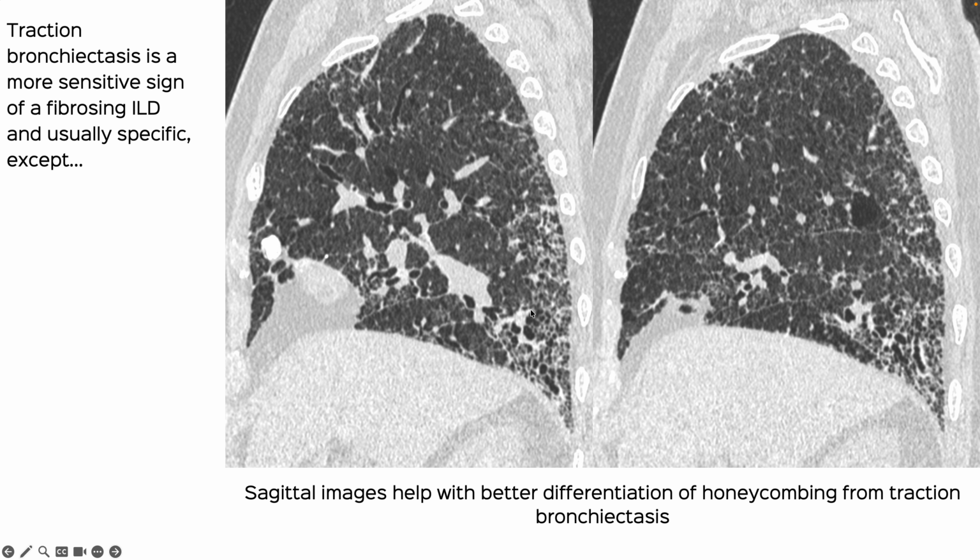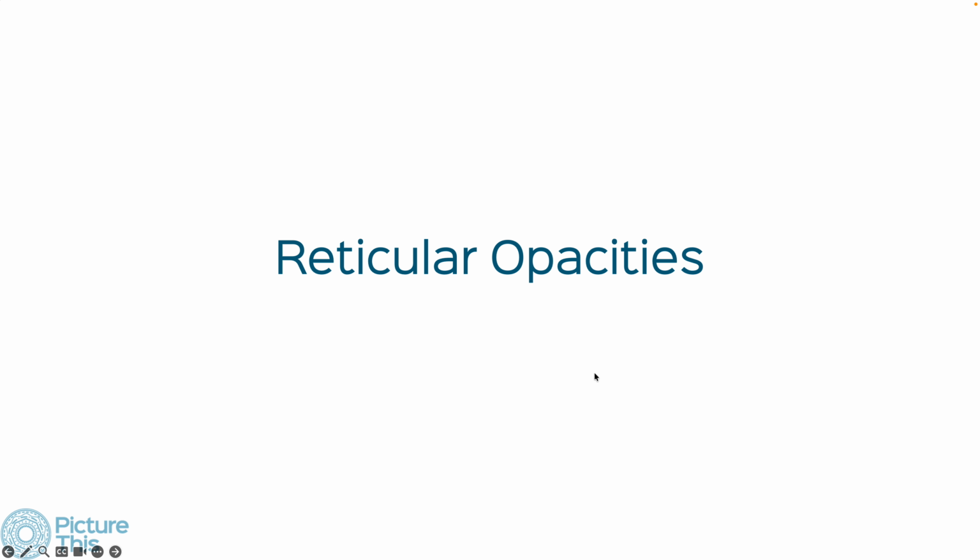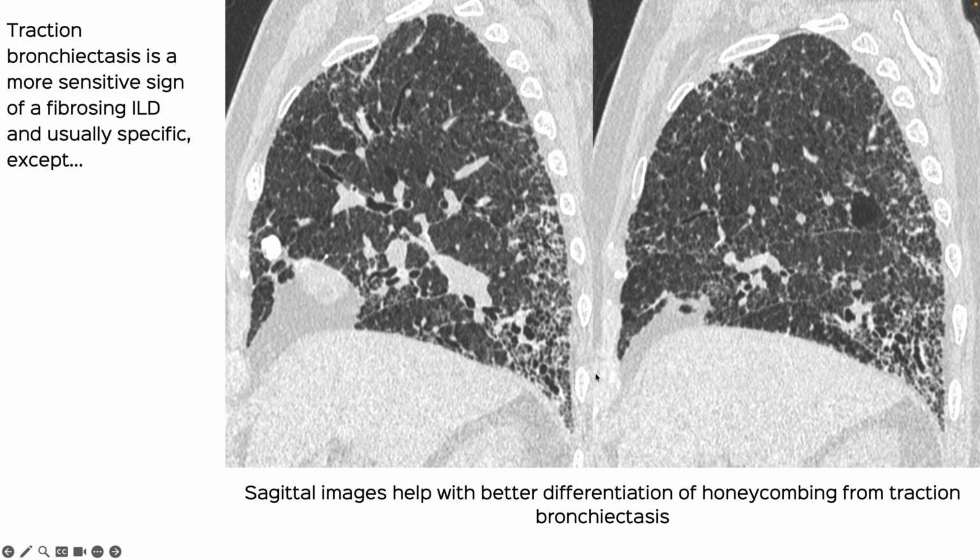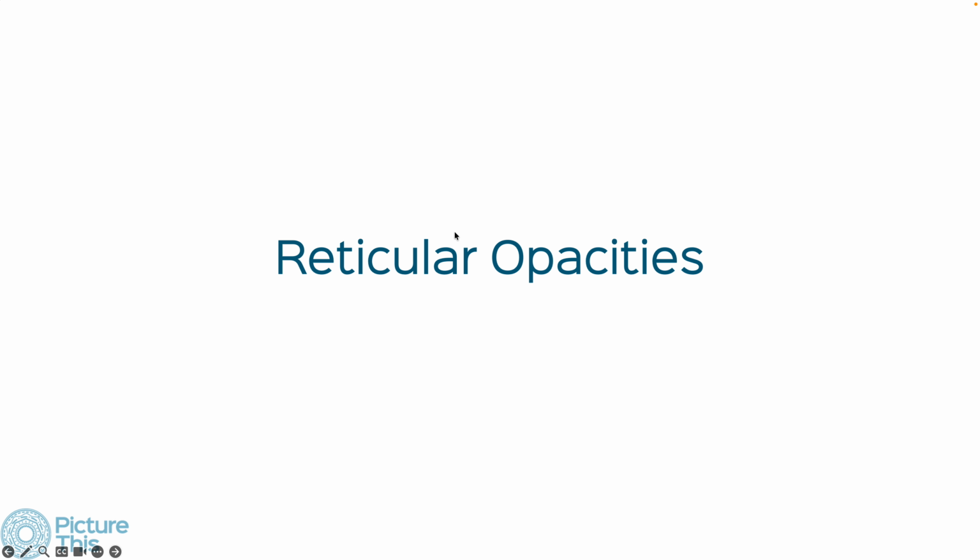So now traction bronchiectasis is a very sensitive sign. It is seen in virtually every patient who has a fibrosing ILD. And the only issue is that it's not always, let's put it this way, irreversible. And so we saw this during COVID-19, that patients who we thought were going to have bad fibrosing ILDs recovered. So in the acute context, we should be very wary about saying that traction bronchiectasis equals fibrosis, but in the non-acute context, that's what it means.